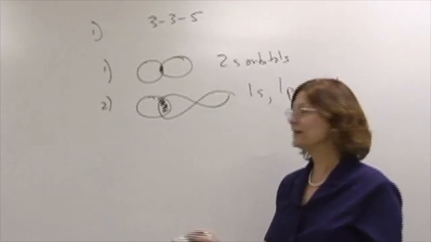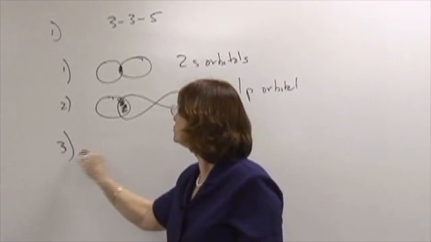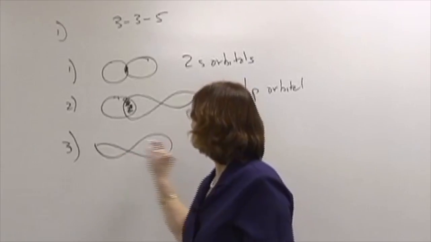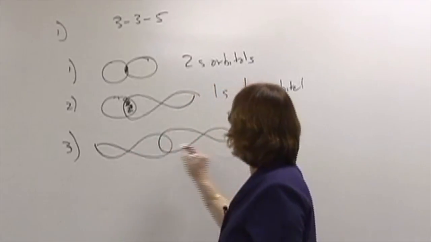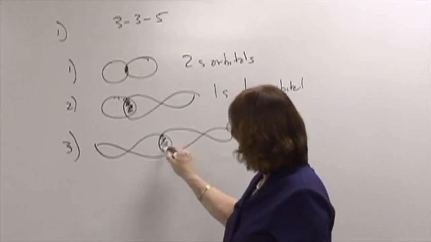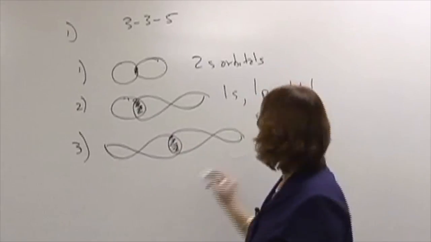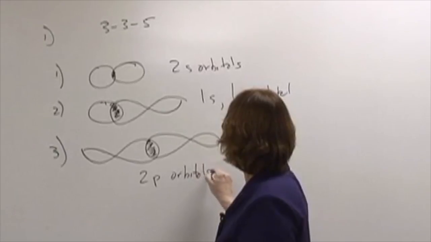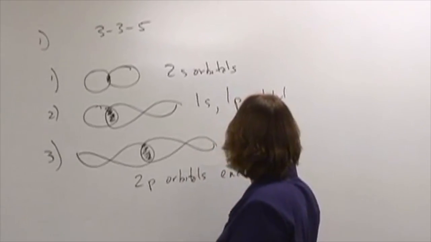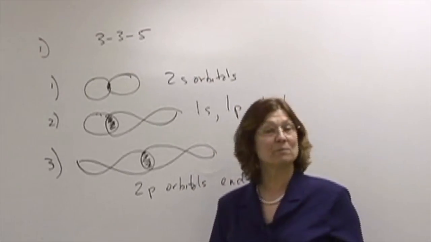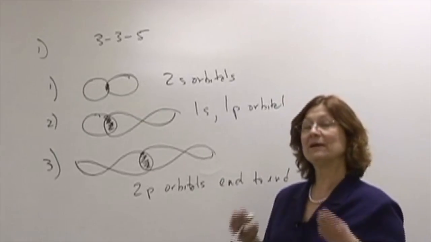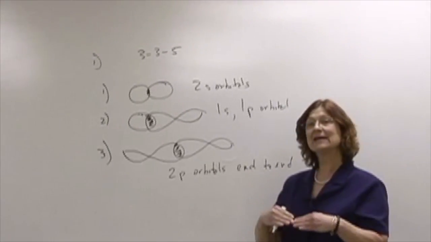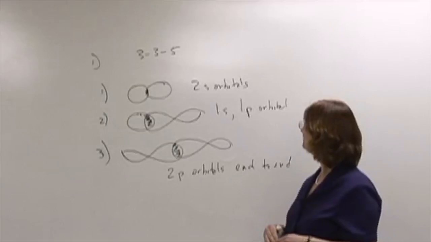And the third arrangement, which is very important, is when we have 2 p orbitals end to end, and where they overlap is where we get that sigma bond. 2 p orbitals end to end. Because if they were parallel, then they would be a pi bond. But when they're end to end, they are sigma bonds.